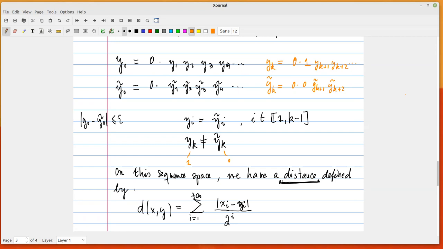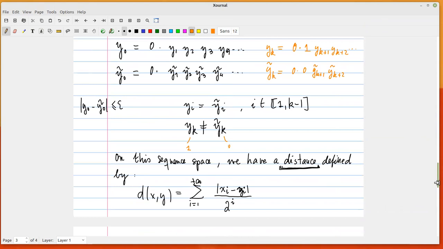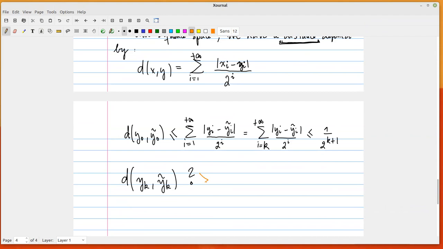if you compute the distance of these two sequences, the distance will be larger than 1/2 now. So what is the morality? The morality is that you started with very close initial conditions here, and just after k iterations, you have a macroscopic distance.